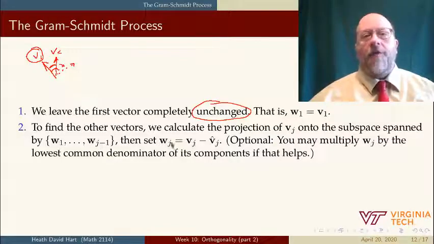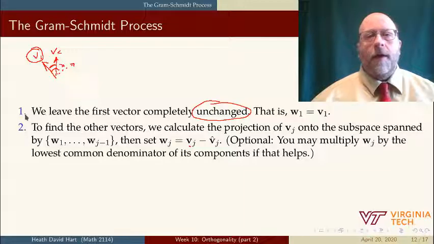And then every other vector, we first calculate the projection, and then we subtract v minus the projection. This is v minus p, and that gives us the perpendicular side of the triangle instead of the base of the triangle. Okay? If we get some ugly fractions here, we can scale this vector by the lowest common denominator of the components. If you want to do that, that just makes the numbers a little bit easier. We just get a scaled version of the vector we want, but it's still perpendicular. Okay? So this is it.